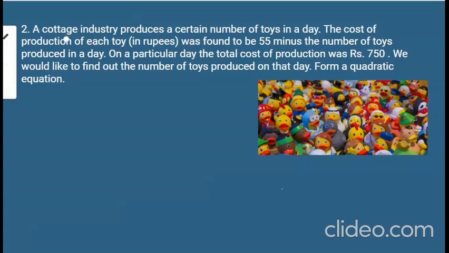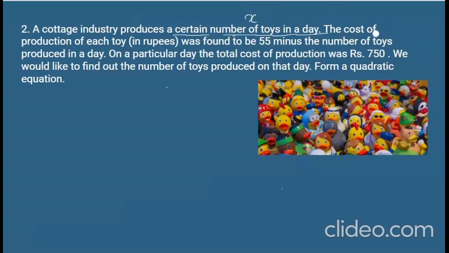Okay. So let's read once again. A cottage industry produces a certain number of toys in a day. So I've told you that there will be two or three parts in any question. And let us see how we can form this equation. The first part is: a cottage industry produces a certain number of toys in a day. A certain number of toys in a day. So let us take the number of toys in a day as x.